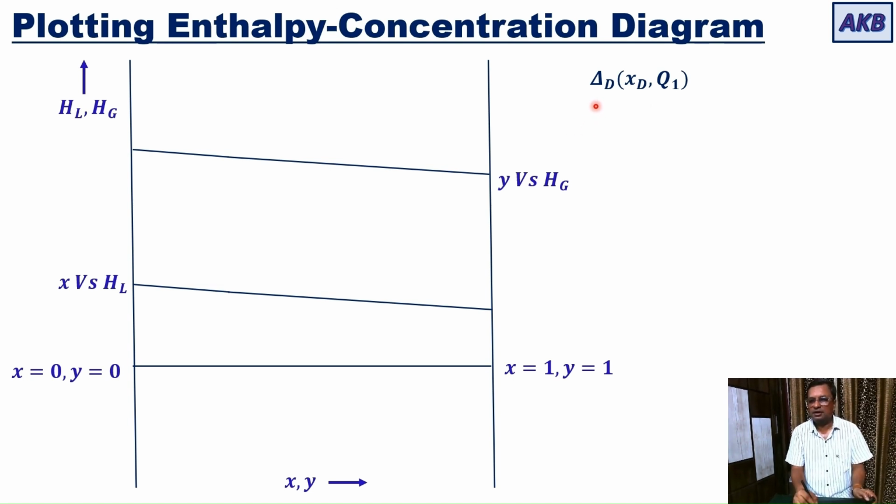Then our task is we are supposed to locate the difference points, that is delta D. What are the coordinates of this point? XD and Q1. Then we are going to locate F, point F.